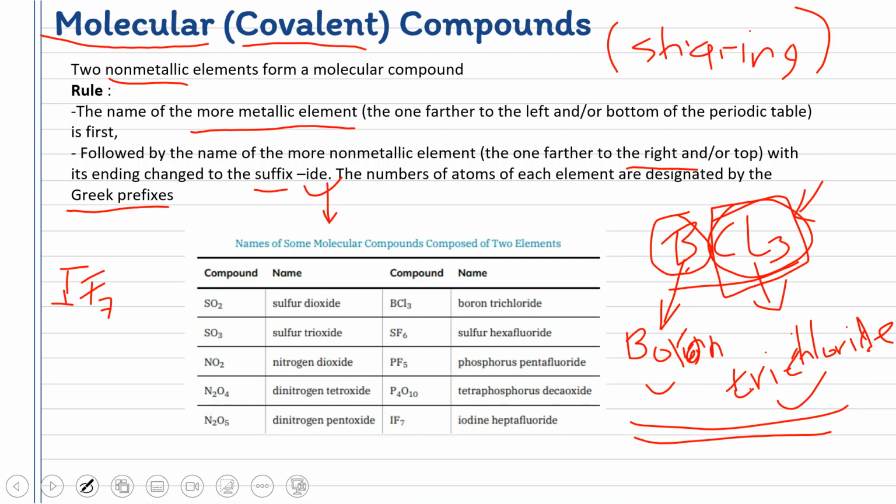Great. So first of all, we name the first one. The first one is iodine, because I stands for iodine. The next thing following iodine is F. F stands for fluorine, but I have to change the suffix of fluorine, INE, to IDE. So I know I'm dealing with something like fluoride, because that's what the rule says.